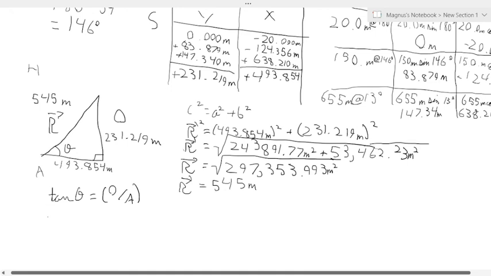So we're going to manipulate this formula. We know that tan theta equals opposite over adjacent is the same thing as taking the arctangent, or tan to the negative 1, of opposite over adjacent. Okay, so theta equals the arctangent of our opposite, which is 231.219 meters over 493.854 meters.